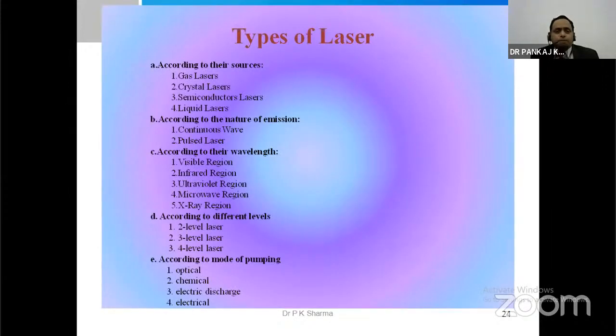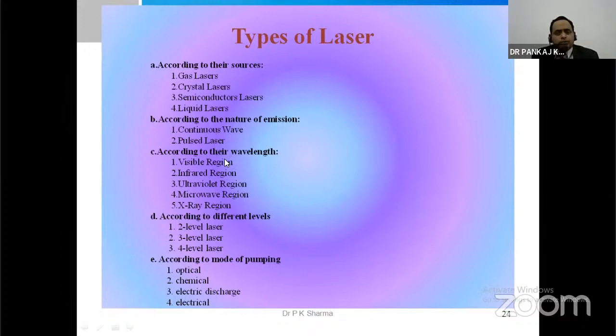If we look at the types of laser, there are various types according to their source, nature of emission, wavelength, levels, and mode of pumping. One by one: gas laser, crystal laser, semiconductor laser, and liquid laser are the categories under sources. In accordance with the nature of emission, there are continuous wave and pulse. The pulse laser is known as the ruby laser, and the continuous wave is known as the helium neon laser. These are the basics of the laser which produce the pulse laser and the continuous wave.